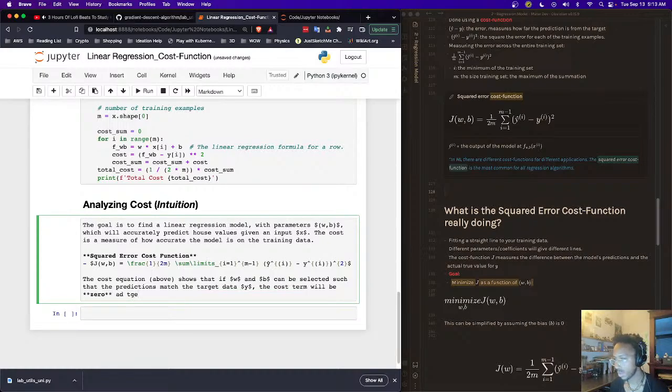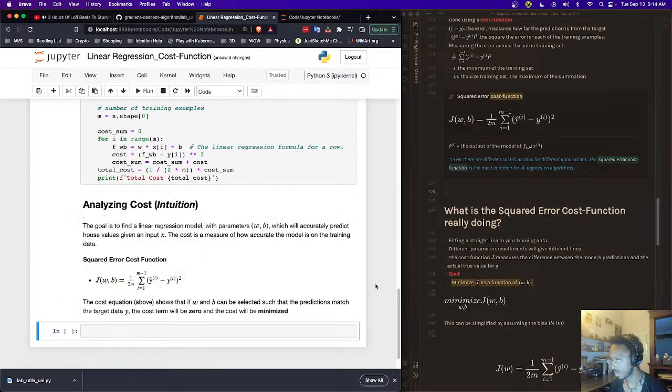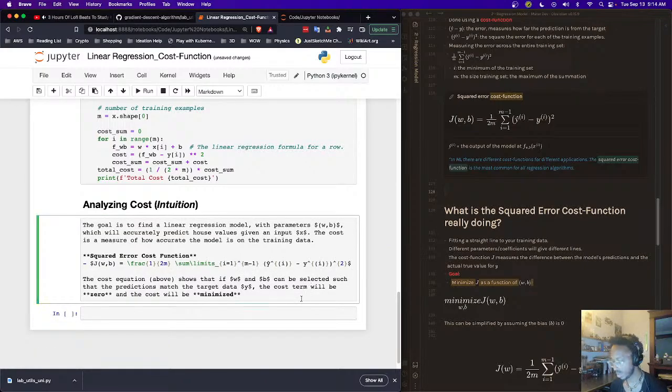And the cost will be minimized. Minimize just means the smallest number possible, because remember the regression line is whatever you get based on your weight and your bias. You just want to get that smallest cost possible. And there's a formula for doing that called gradient descent, but that's going to be a future thing.